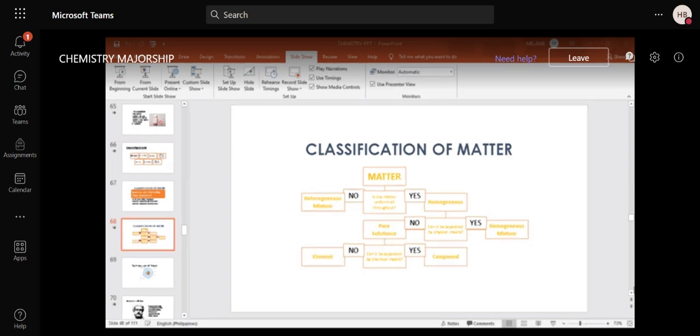Alright. Application ng fusion and fission. Sige. Lagyan natin yan sa notes.